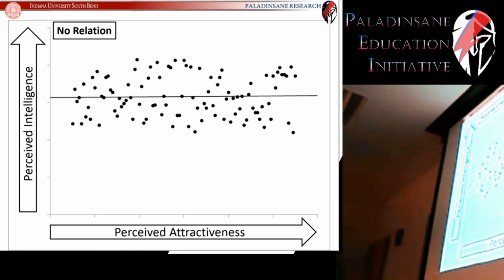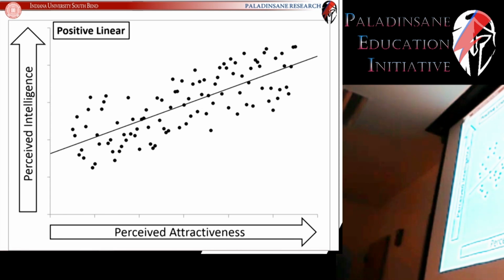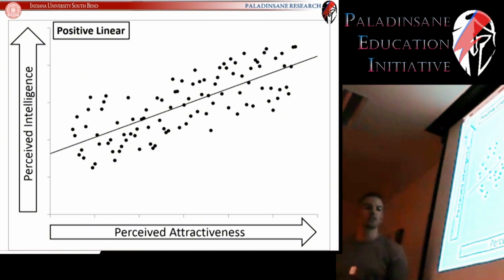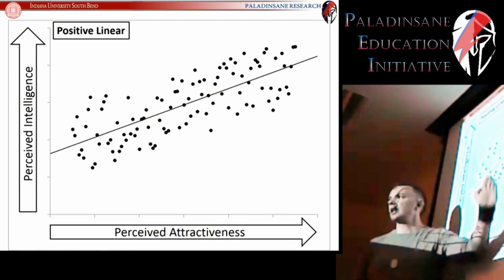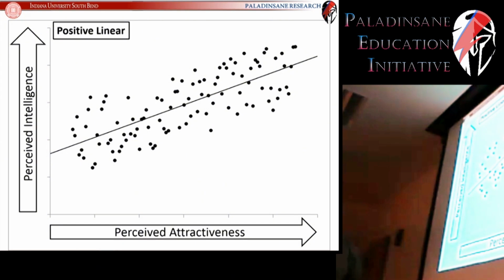We also had the positive linear relation, where as perceived attractiveness increased, so too did perceived intelligence. So people high in perceived attractiveness were also judged as being highly intelligent. People low in perceived attractiveness were judged as being lower in intelligence. And it's a positive linear relationship because as one increases, the other one increases. Both variables change in the same direction.